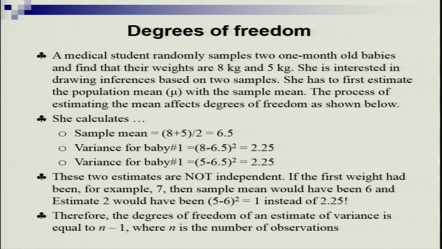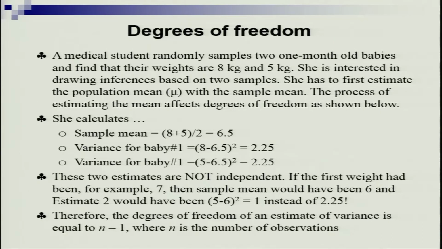Why? Because when the student is computing the sample mean, which is going to be used for the variance calculation, the student is making use of all data points, which in this case are 2. Now, if the first weight had been, for example, 7, then the sample mean could have changed to 6, and the estimate of variance for baby number 2 would have become (5 minus 6) square, which is 1, instead of 2.25. So, you see that if you change one number here, then there is an impact on the sample mean and the sample variance as well.